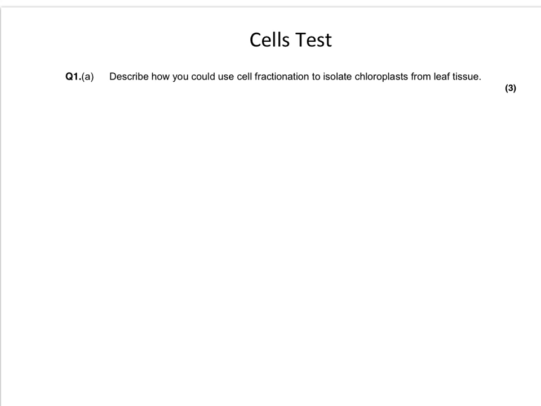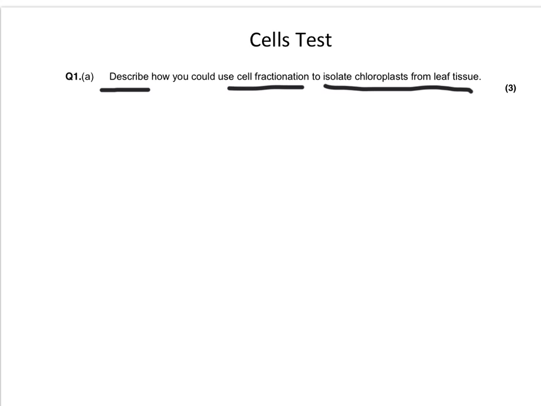Okay, on to the first question. This question is what we call an AO1 question, so it's knowledge and recall. It says to describe how you could use cell fractionation to isolate chloroplasts from the leaf tissue. The key thing is that they want you to talk about cell fractionation, but then go on to say how you would isolate chloroplasts from the leaf tissue.